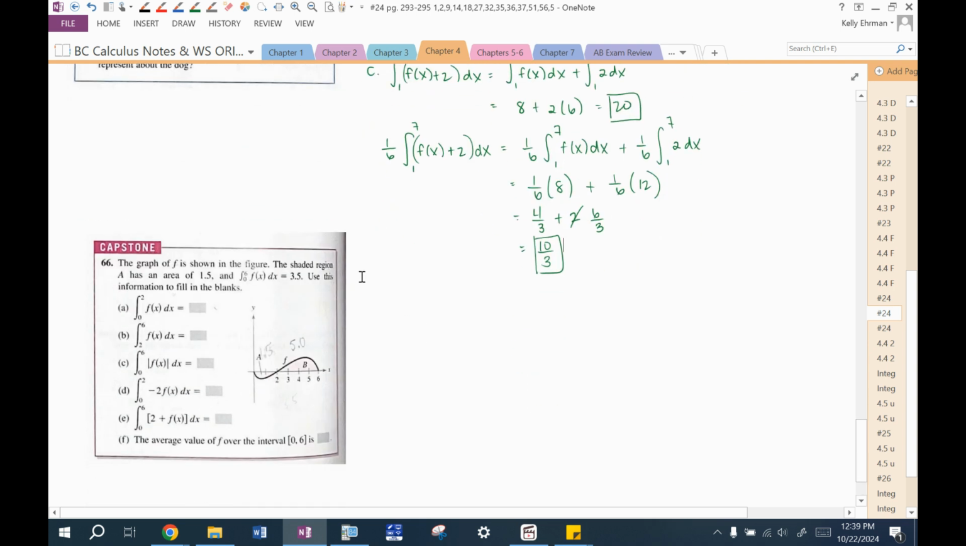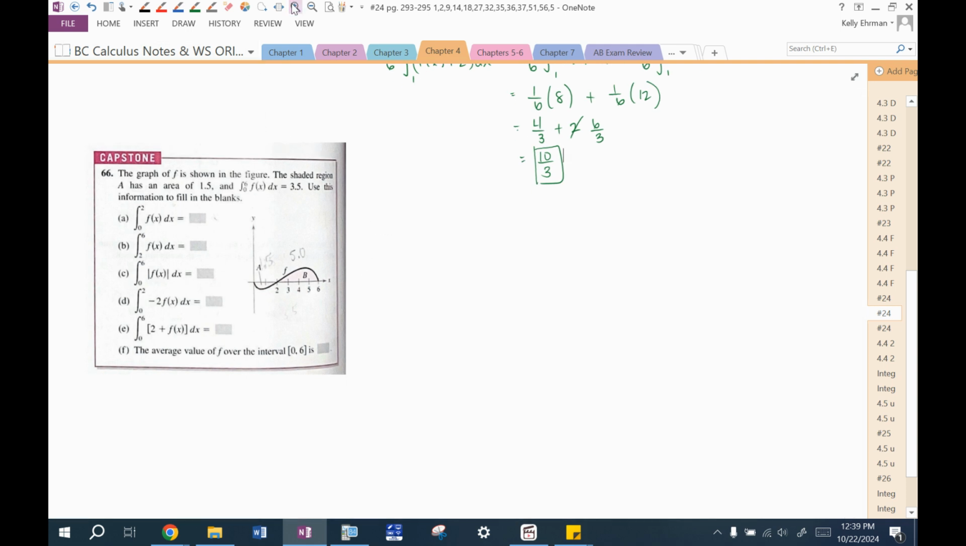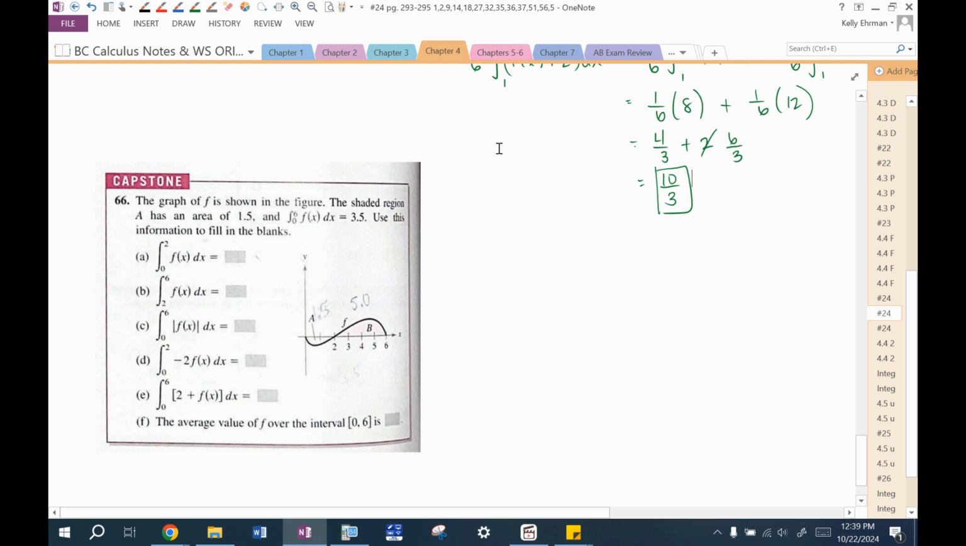All right, last problem here. Make this a little bigger. The graph is shown in the figure. The shaded region A has an area of 1.5, so this is negative 1.5. And then the integral from 0 to 6 of f of x dx is 3.5. So that's not region B, but I can figure out that region B is 5.0 because the net area has to be 3.5. So negative 1.5 plus 5 must come out to 3.5.